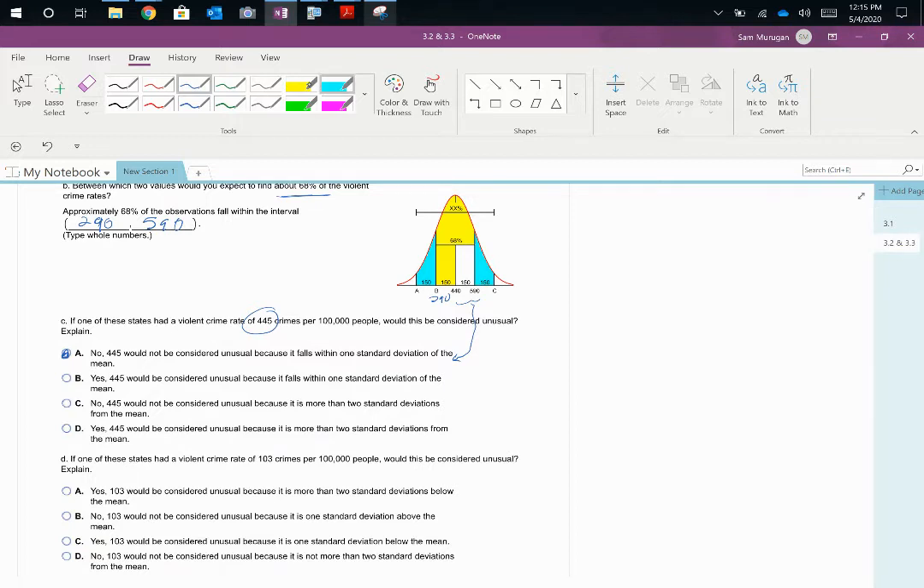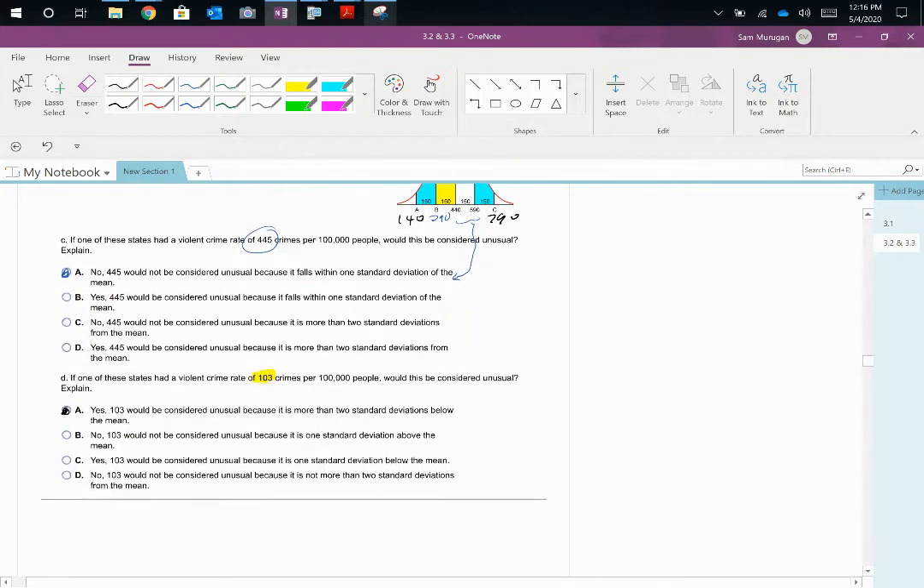And then the last part of this is 103 crimes. Would that be considered unusual? So remember what's happening with our table here. The furthest one here is 140, and this is 790. 103 falls way off to the right, so that would be very unusual. It falls below 140. So yes, 103 would definitely be considered highly unusual because it's more than 2 standard deviations below the mean. Probably 99.9 percent or something like that.